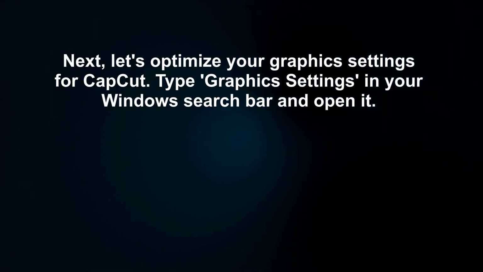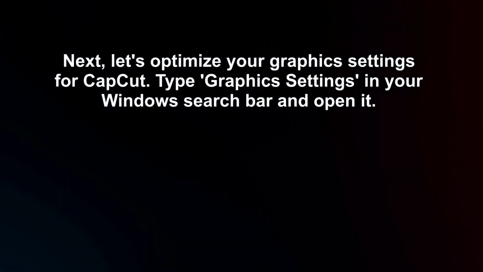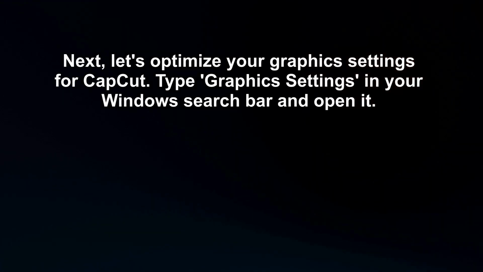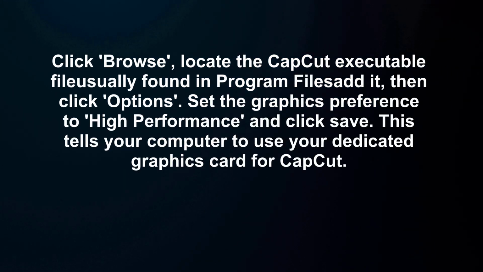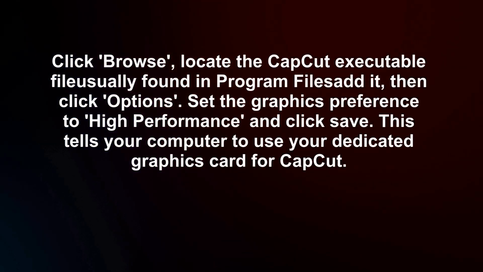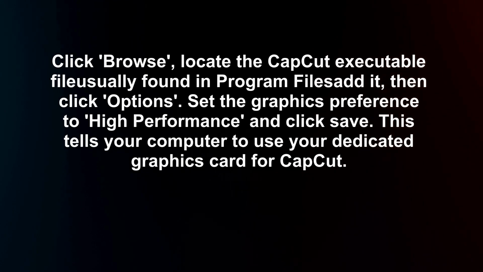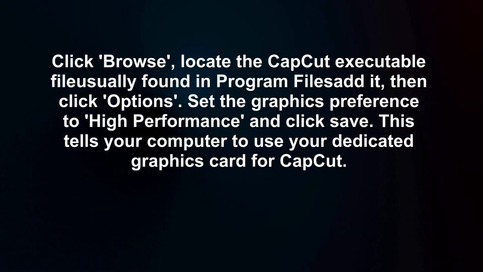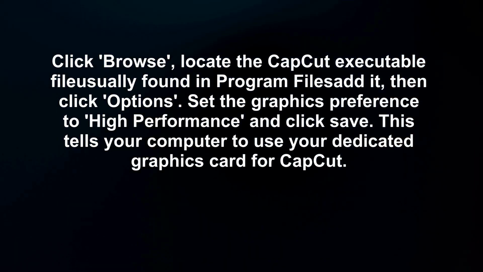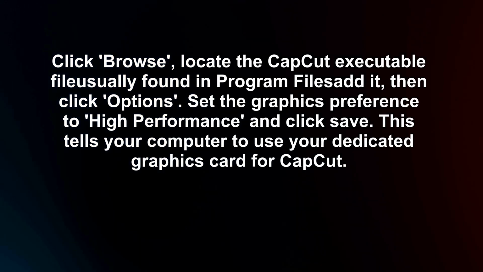Next, let's optimize your graphics settings for CapCut. Type graphics settings in your Windows search bar and open it. Click Browse, locate the CapCut executable file, usually found in Program Files, then click Options. Set the graphics preference to High Performance and click Save. This tells your computer to use your dedicated graphics card for CapCut.